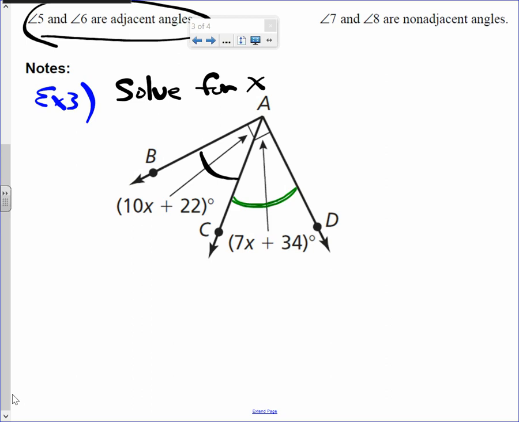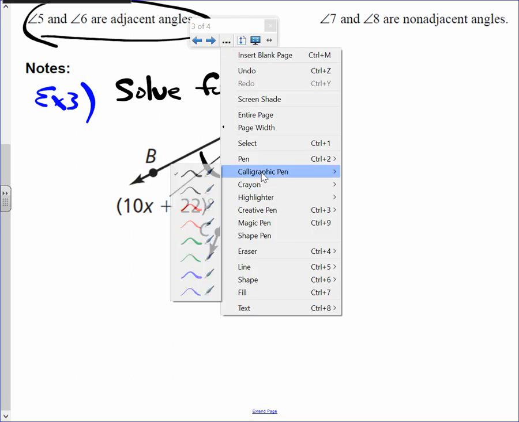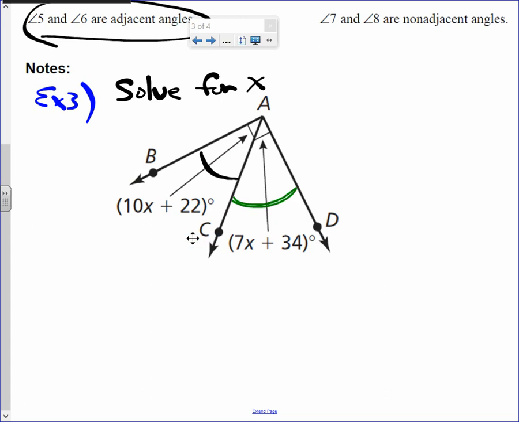Soto, save the day. So that's 10x plus 22, plus 7x plus 34. You're adding these puppies. Why? It's 90 degrees. Look, they got the 90-degree square. That means both angles are what? What's a fancy word for that?